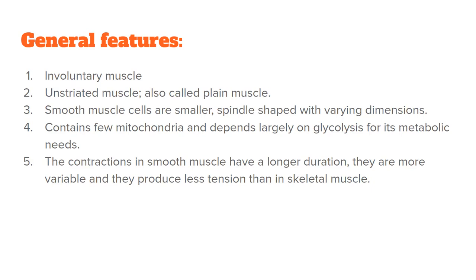Whereas in the uterus, they are long. In the gut, somewhere midway between the iris and the uterus. So the length varies. They're all spindle shaped, but the dimension of each with respect to position and place varies. They have less mitochondria and depend largely on glycolysis for their metabolic needs.